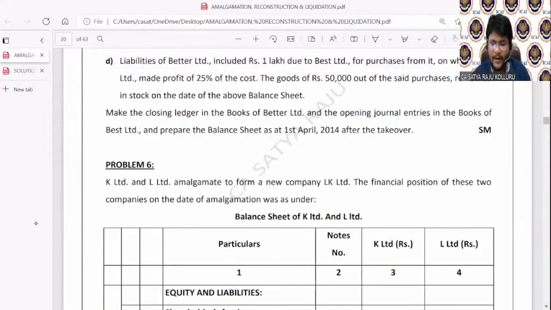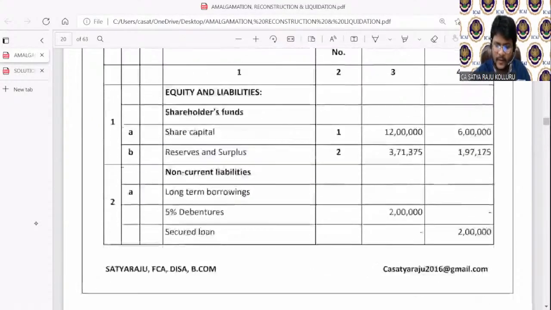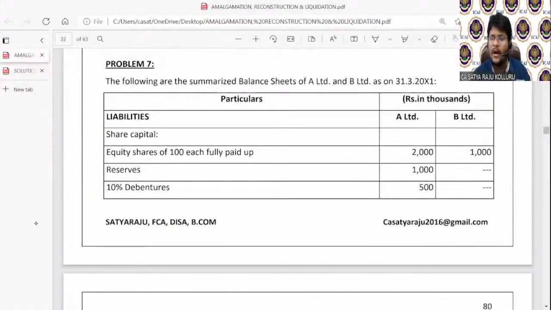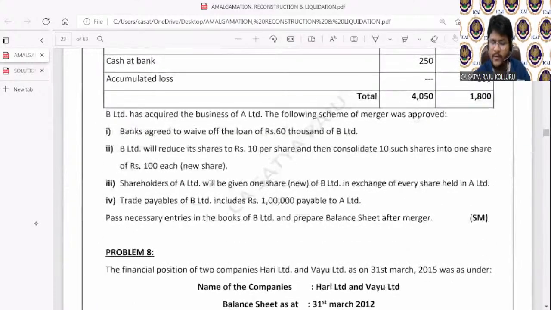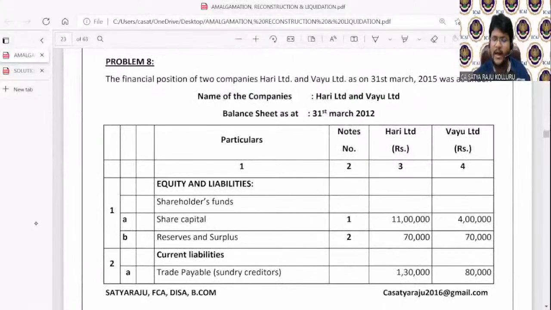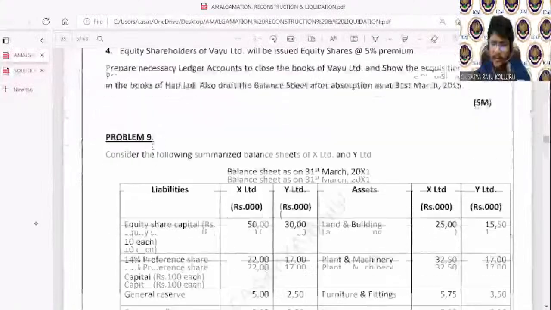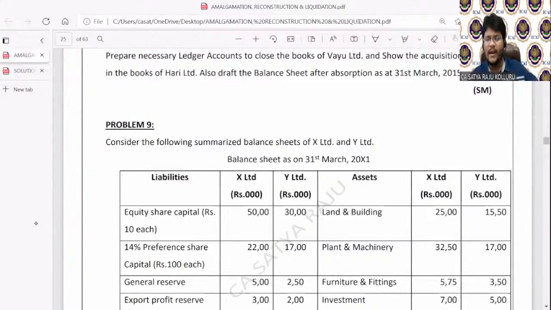Okay, hope you completed problem number 6 from your side. Sir, problem number 7, we are going to deal with along with the internal reconstruction chapter, because problem number 7 is a combination problem. It includes both amalgamation as well as internal reconstruction. So problem number 7, we are not discussing. Okay, next. Sir, problem number 8, we will see later. Okay, all of you please come to problem number 9. Now, this is a problem related to amalgamation in the nature of merger. I'm reading the problem from my side. Concentrate.